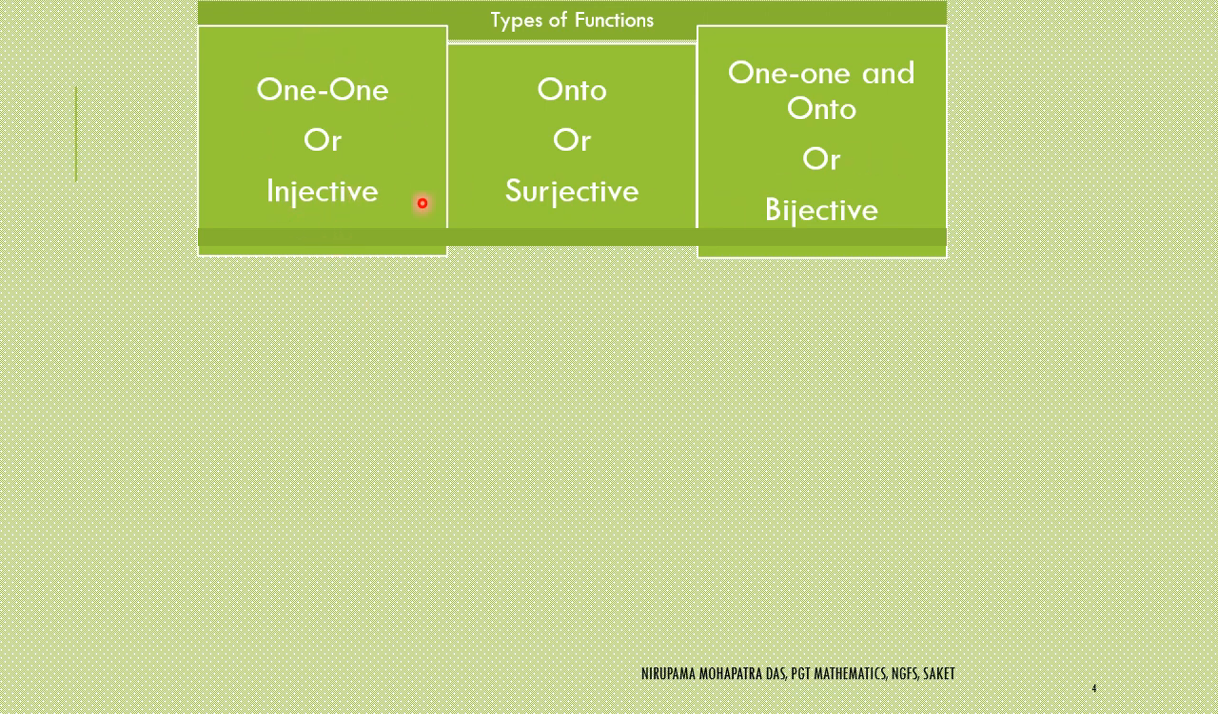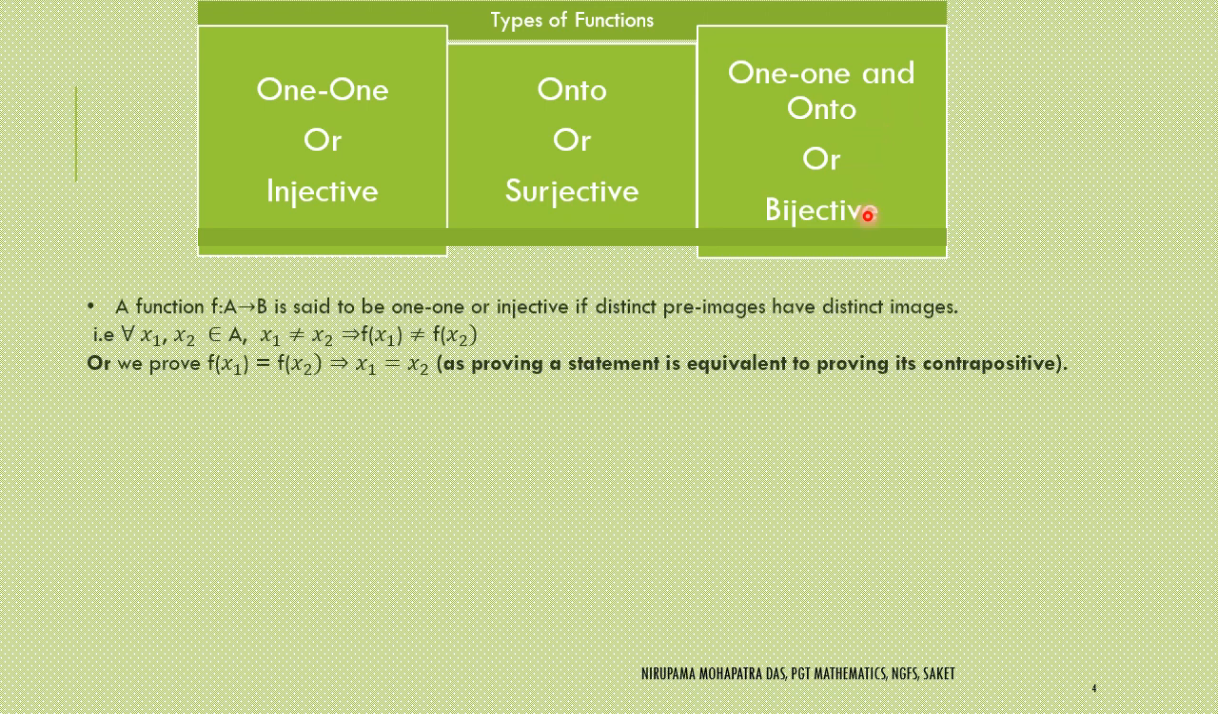First one is one-one or injective. Second one is onto or surjective. Third type is one-one and onto, or bijective function. So what is a one-one or injective function? A function f from A to B is said to be one-one or injective if distinct pre-images have distinct images. So this is the original definition of an injective function.